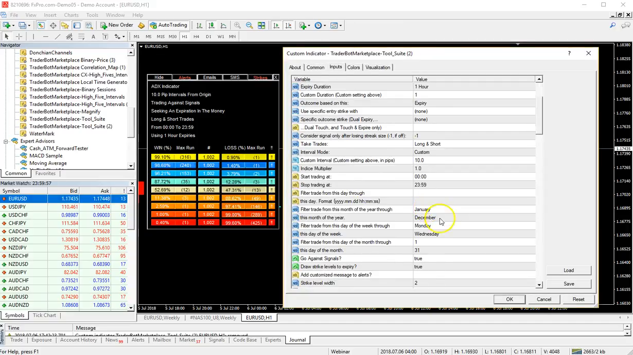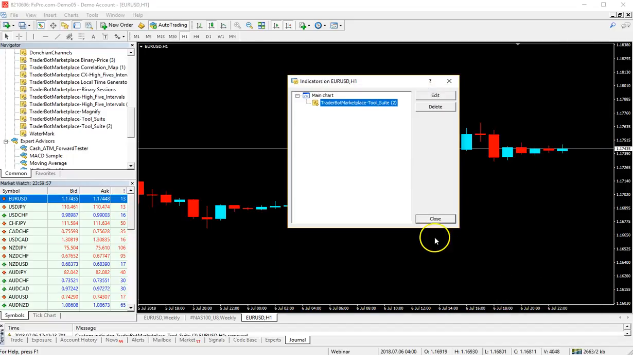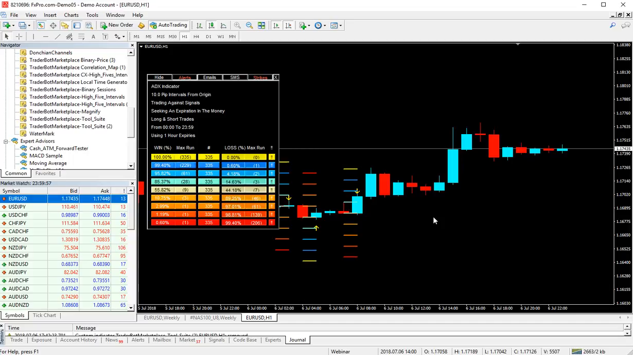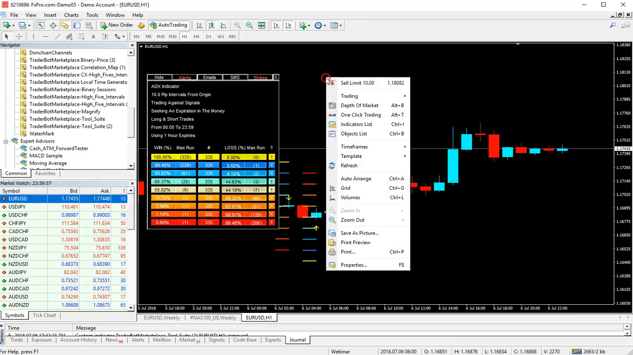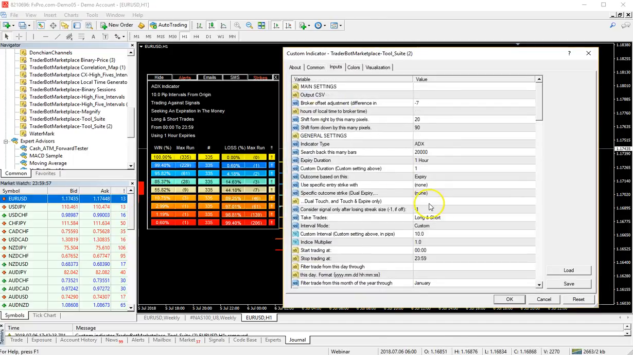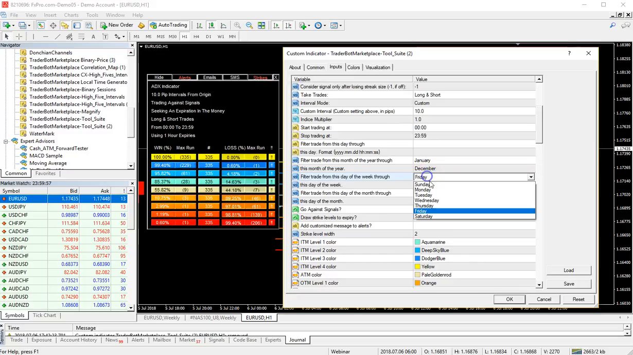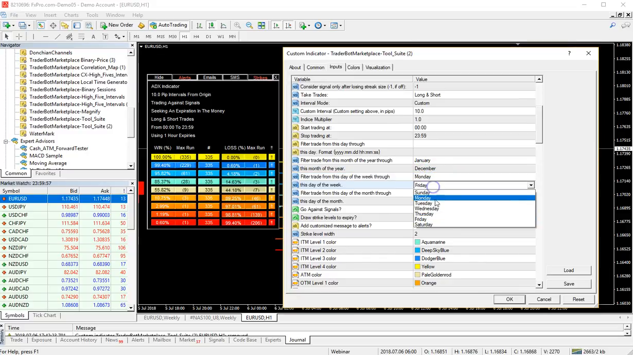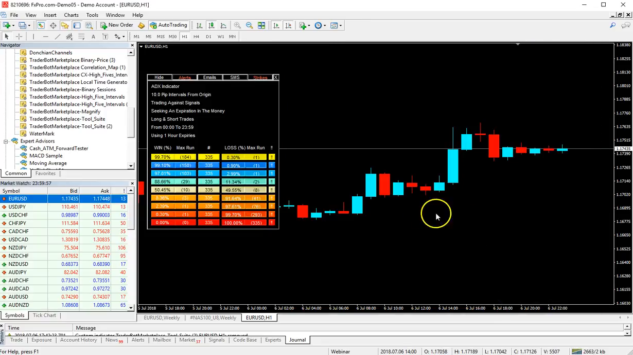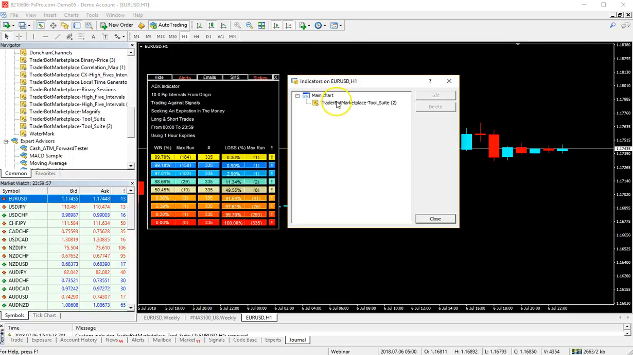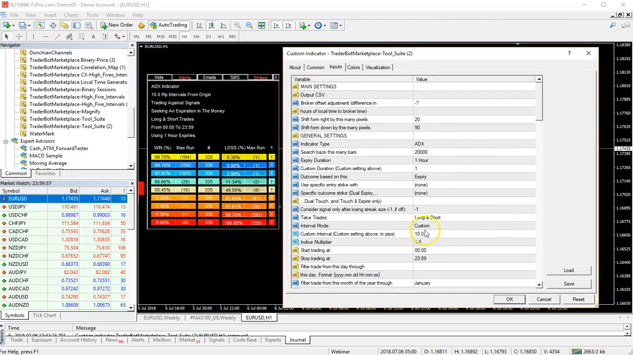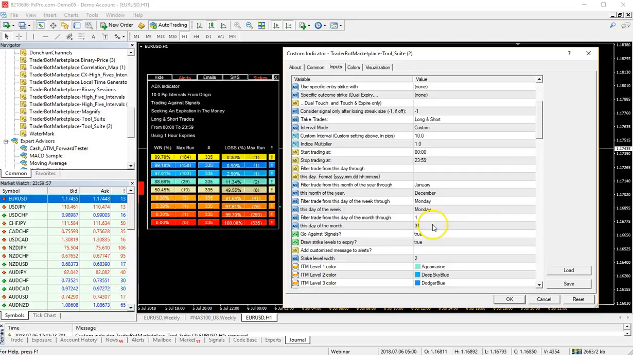How about Fridays only? We only want to trade on Fridays for this strategy. Well, the strategy goes up on Fridays. What about Mondays? And it goes down on Mondays. So you can see the different days of the week, different months of the year, how it reacts. Now let's add a little bit more to it.